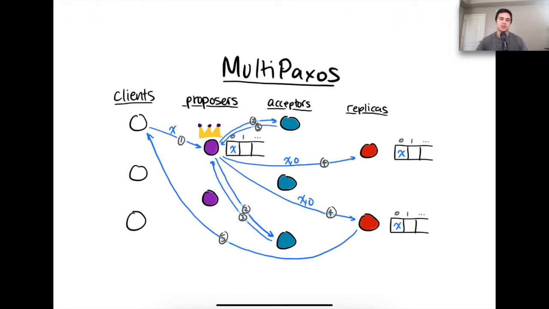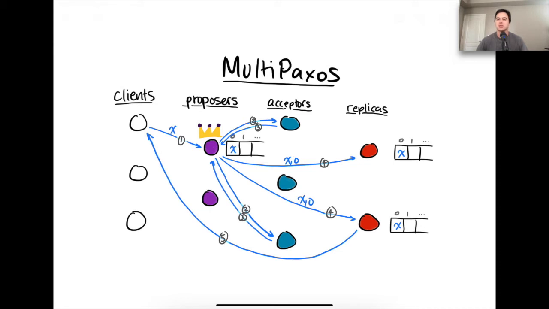MultiPaxos executes like this. To propose a command, X for example, a client sends X to the leader. The leader then sequences the commands into the log. It puts the first command it receives into the first log entry, the second command in the second log entry, and so on. Next, the leader performs a round trip of communication with the majority of the acceptors.